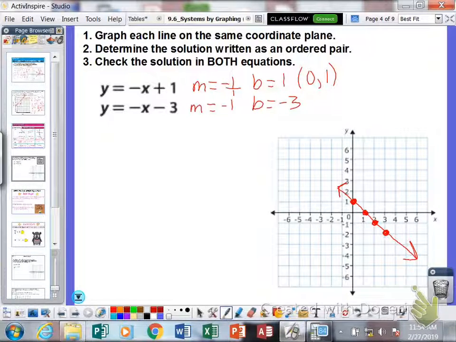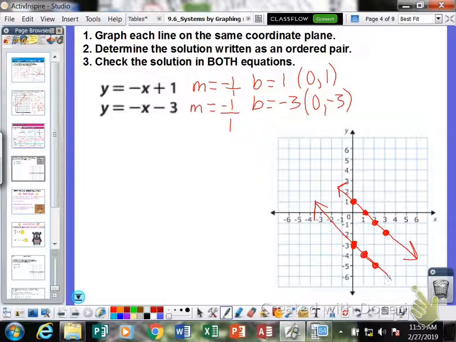And then for y equals -x minus 3, my y-intercept is -3. If I were to write it as an ordered pair, it would be 0, -3. So I plot that. It's right down here. And then my slope is, again, -1 over 1. So my rise is going to be down 1 because it's negative, and then to the right 1. So down 1, right 1, down 1, right 1. 3 points is fine.